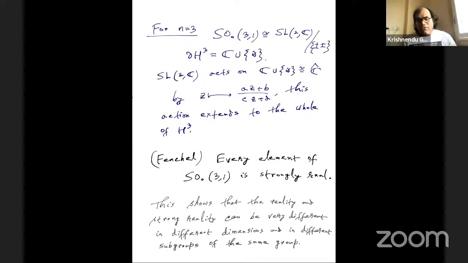You can extend the whole thing to hyperbolic 3 space. Now it's a classical result of Fenchel that every element in SO_0(3,1) is a product of two involutions. So you can find it in the classical book by Fenchel on hyperbolic geometry. Now this shows that reality and strong reality can be very different in different dimensions of a geometric space and in different subgroups of the same group. So even if you know reversibility and strong reversibility in a bigger group, it is always a valid question that you look for a smaller group of importance and ask the same question.